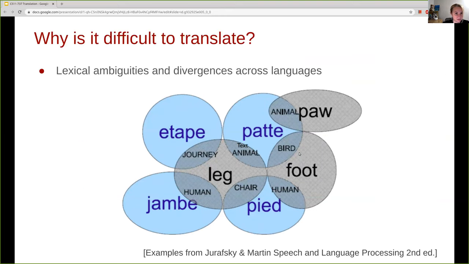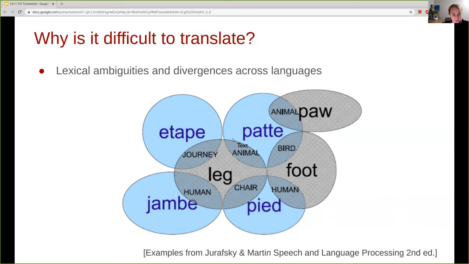So why is it so difficult to translate? Let's start with a simple example, a simple mapping of a word-to-word translation. This is an example from the textbook by Jurafsky and Martin, Speech and Language Processing. We show that there is a mapping between concepts and words. So let's look at the gray circles first. There is a mapping between the word paw and the concept of an animal paw. And there is a mapping between food, for example, and the concept of a human food. And there is a mapping of the word food with a separate concept of a bird food, and so on.